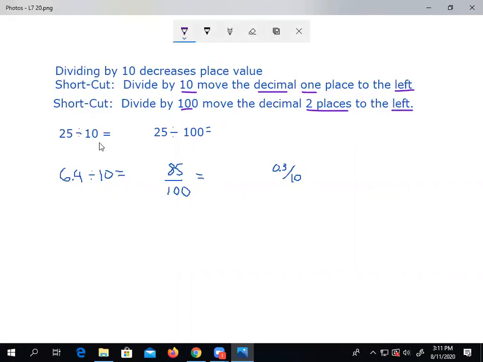So if I have 25 divided by 10, all I got to do is identify my decimal at the very end, and dividing by 10 means I lose 1 place value. So in other words, I move it to the left, and that turns into 2.5. If I have 25 divided by 100, remember the decimal's on the very end, dividing by 100 means I'm going to lose 2 place values. So I'll move the decimal 2 places to the left. That's going to be then 0.25.